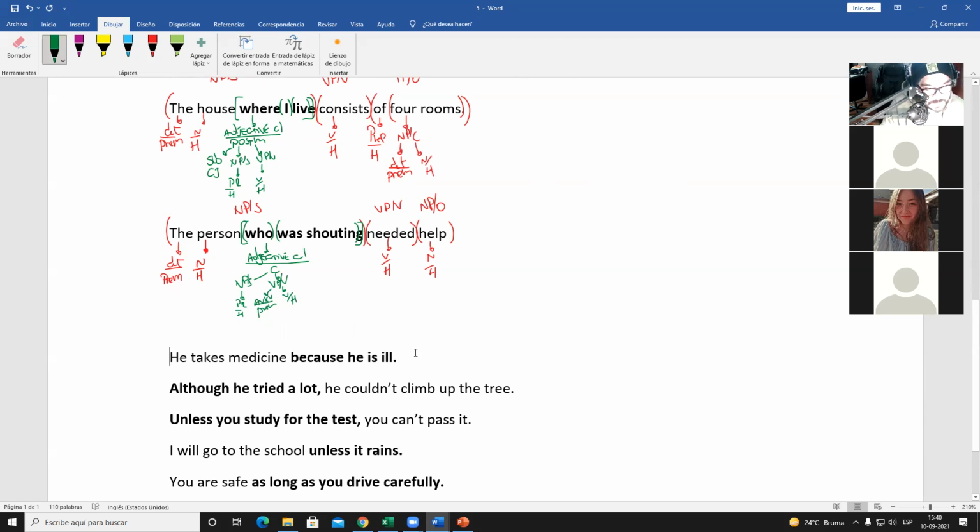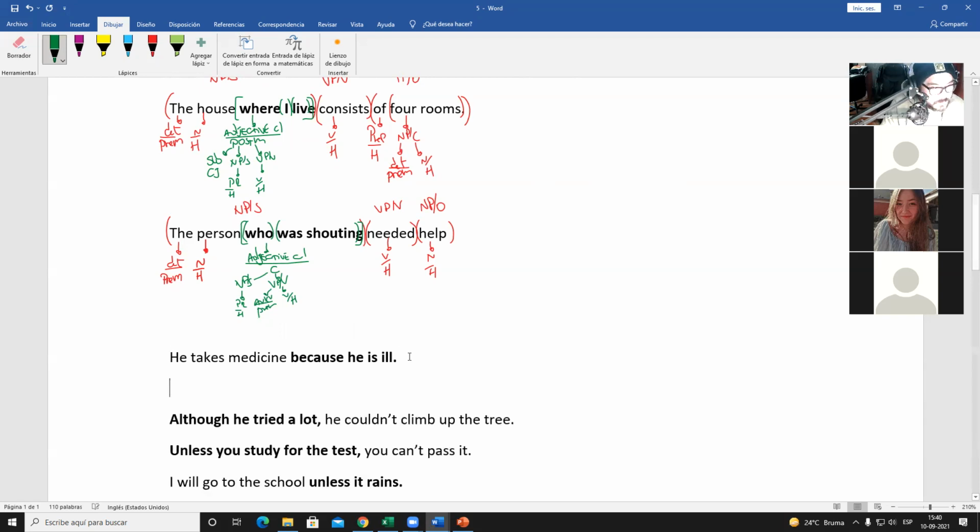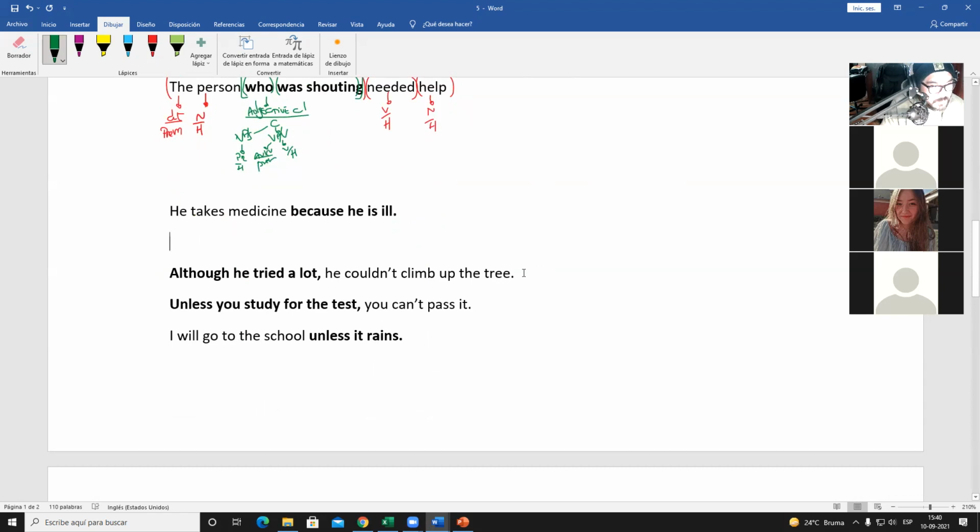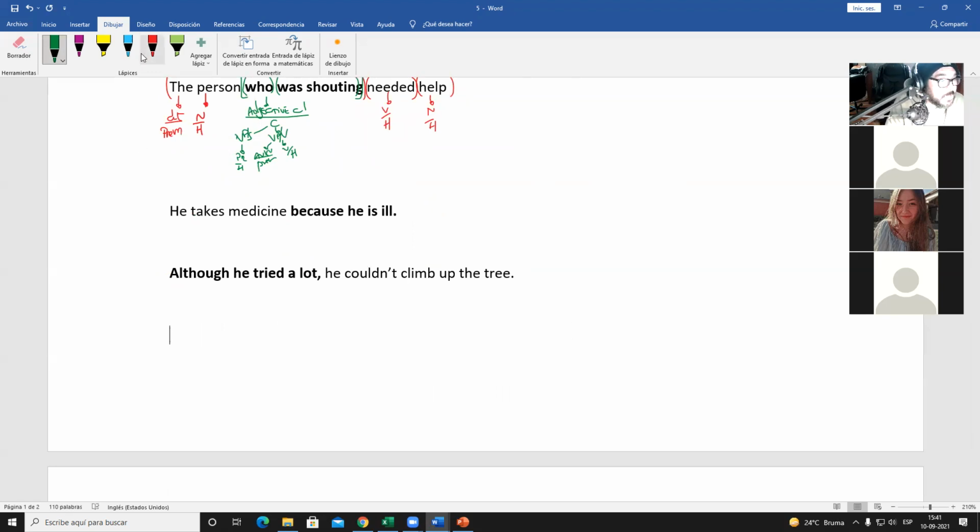He takes medicine because he is ill. Eso ya lo hicimos. Although he tried a lot. He couldn't climb up the tree. Okay. Verb phrase, he couldn't climb up. Climb up, I believe climb up is a phrasal verb, but I might be mistaken. But I think he's climb up. This is my verb phrase verb. He is my noun phrase subject. What the tree? This is my noun phrase object.